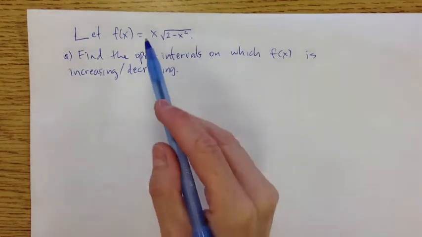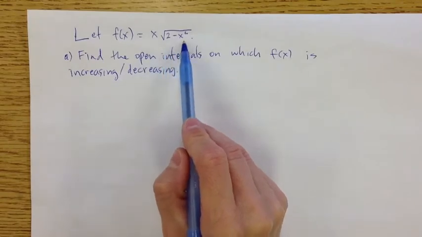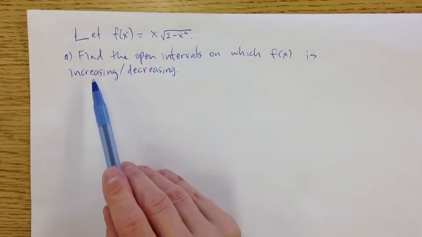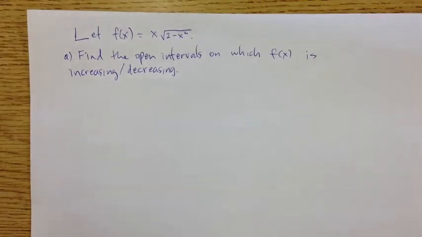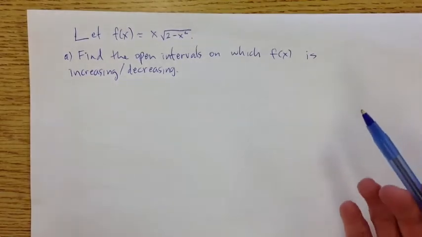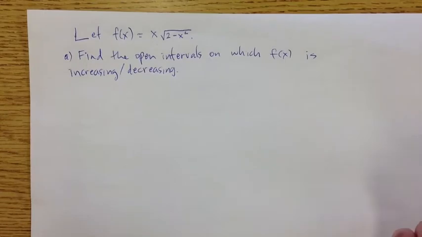Okay, here we have the function f of x equals x times the square root of 2 minus x squared. We want to find the open intervals on which this function is increasing and the open intervals on which it's decreasing. So basically what we have to do is make a sign chart for f prime of x. So let's start by finding f prime of x.